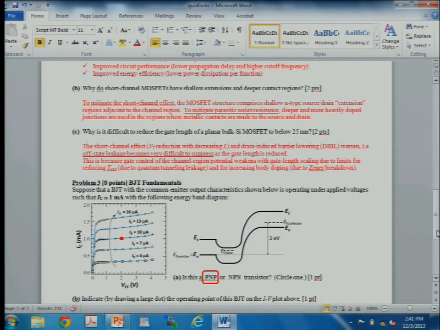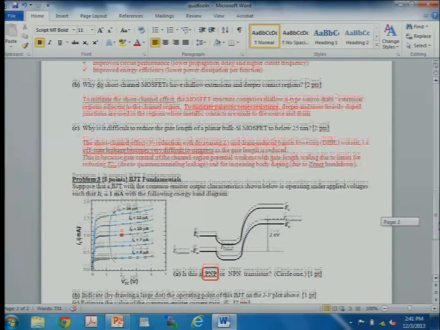Part C. Why is it difficult to scale the gate length? Bottom line is because it's hard to suppress off-state leakage. So you have to provide some explanation. Why is it harder to suppress off-state leakage when you have a shorter channel device? You can say either the short channel effect, VT being reduced as you scale down the channel length, or you can say drain-induced barrier lowering. Just some explanation of why leakage increases as you scale the gate length down would be fine.